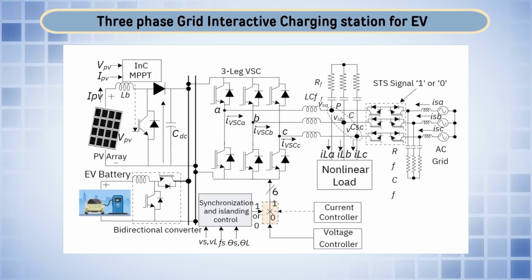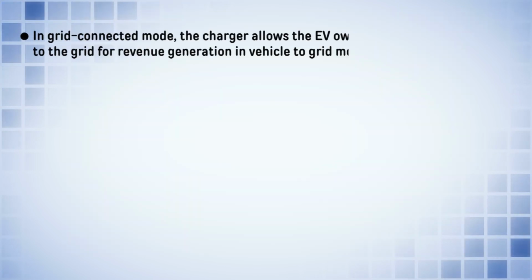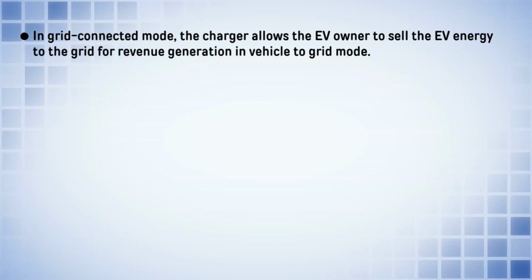And further we have a ripple filter, then a nonlinear load is connected at the point of common coupling. Some onboard chargers are considered over here as a nonlinear load. So, in grid connected mode, the charger allows the EV owner to sell the EV energy to the grid for revenue generation in vehicle to grid mode.